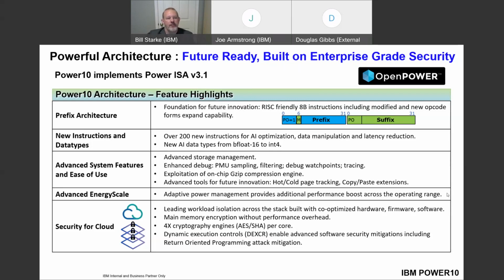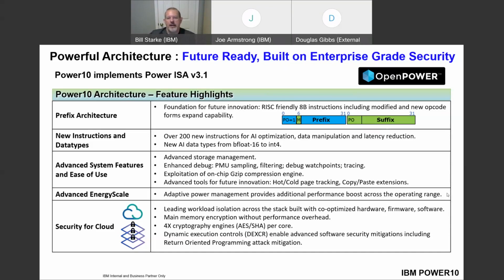In the next realm, new instructions and data types, we've got over 200 new instructions for AI. AI is a key focus as we see the industry in general maturing in this space. And we see AI more and more being infused into our traditional enterprise workflows, our traditional database things, our traditional analytics. So it's very important to be able to execute the AI flows right in line with where the data is in the transactions. So that is right in the processor core.